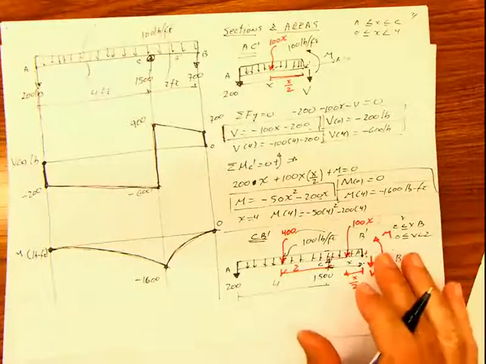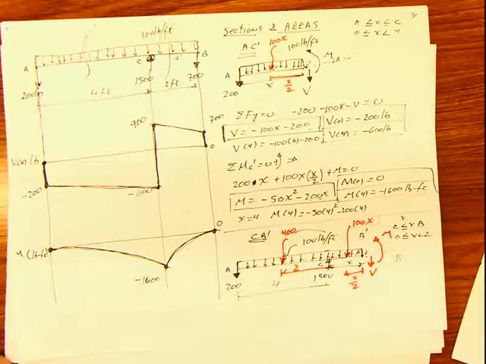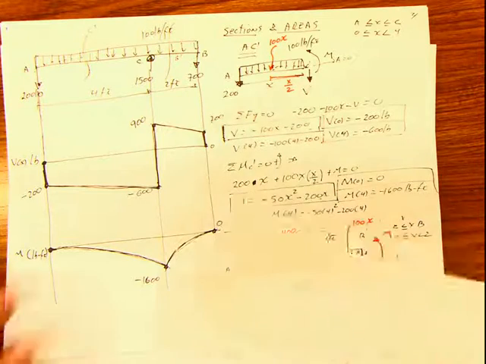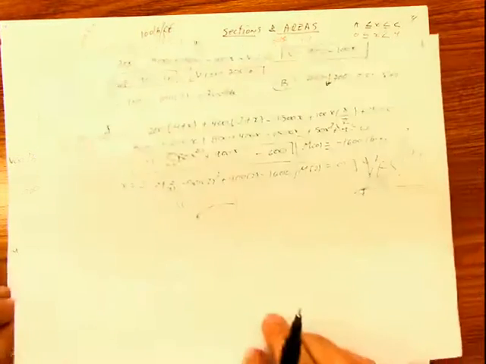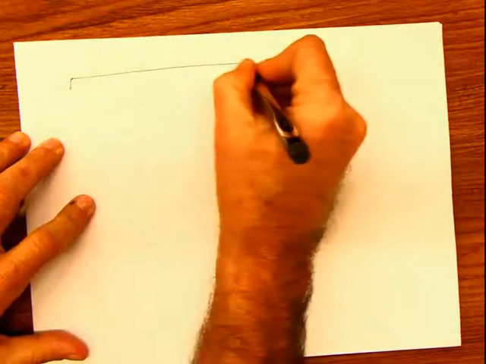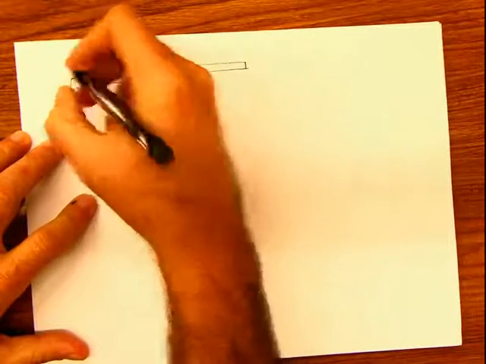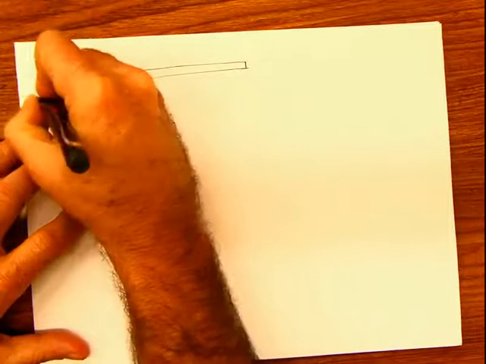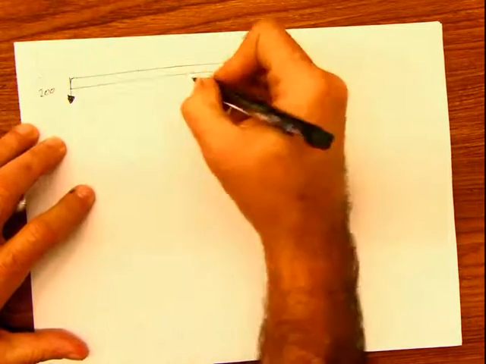This is the beam AB solved by the method of the sections. Now, let's continue. Now let's do the same problem, the same beam, but using the method of the areas. I'm going to copy the beam again. This is the beam, 200. The only thing that I'm not doing now is calculating the reactions, because we already did that before.